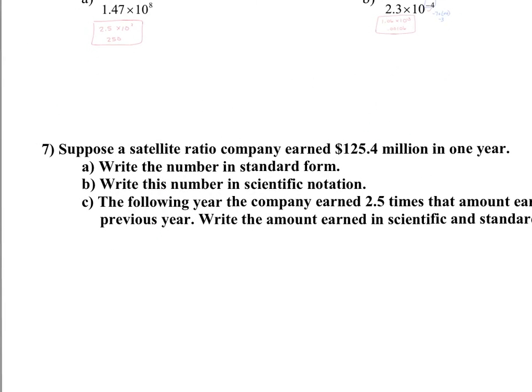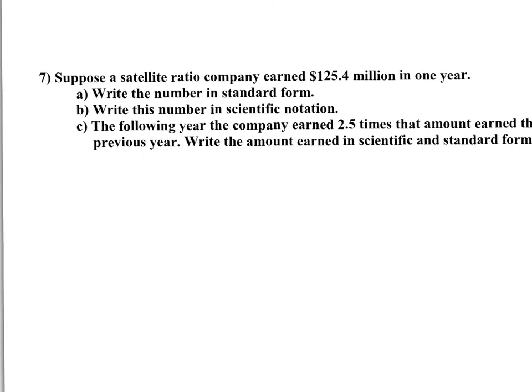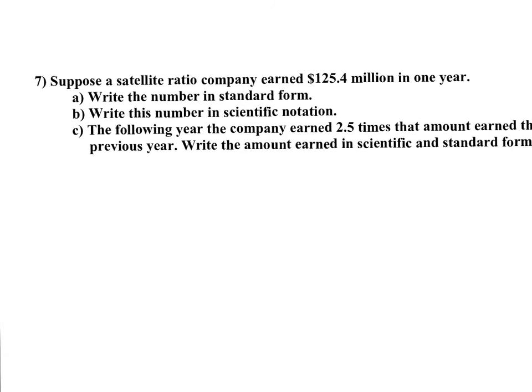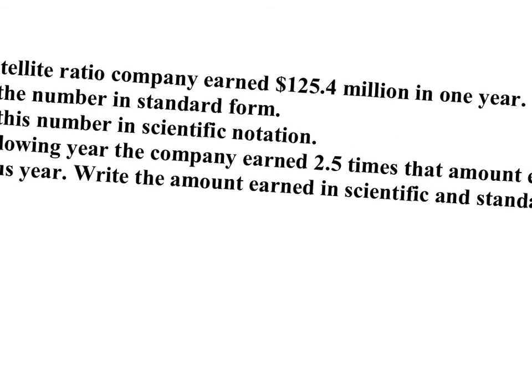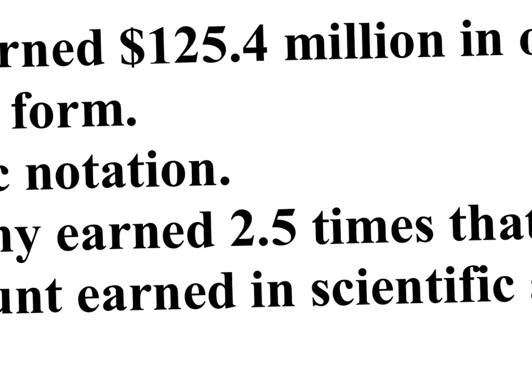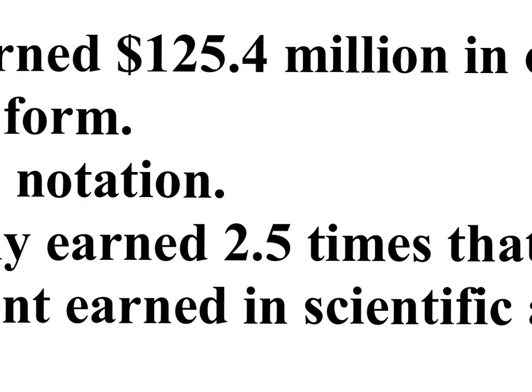There we go. All right, and it says that I earn $125.4 million a year, and I want to write the number in standard form first to start off with. Okay, well, standard form of 125.4 million would look something like this. I'm going to have the 125, and that's the 125 million, and then I'm going to have 400,000. That's what that means. Okay, so the decimal kind of breaks that up right there. That's where my comma would go.